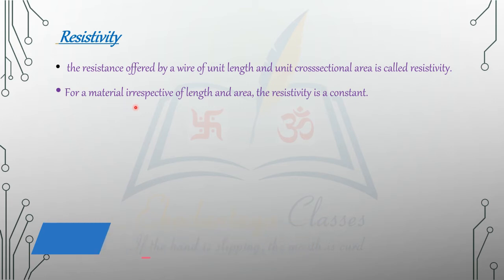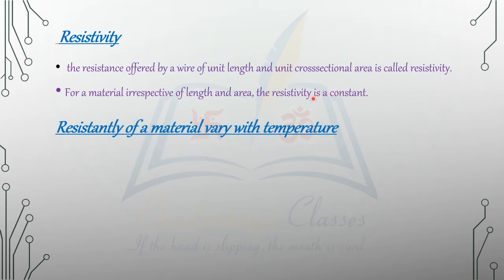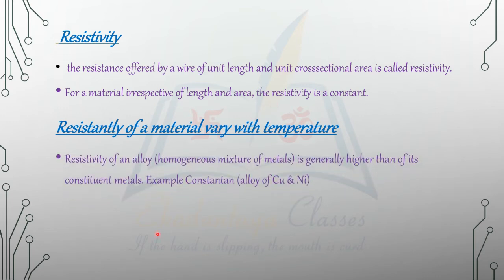For a given material, irrespective of length and area, the resistivity is a constant. The resistivity of a material varies with temperature. The resistivity of an alloy is generally higher than that of its constituent metals; it is always higher than these materials.